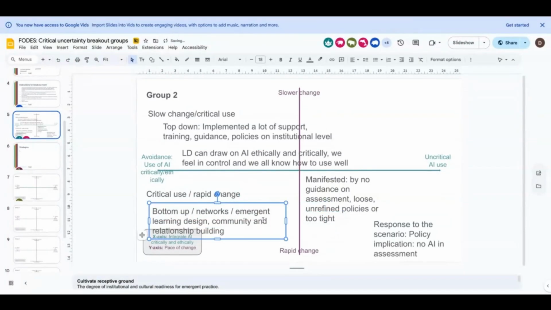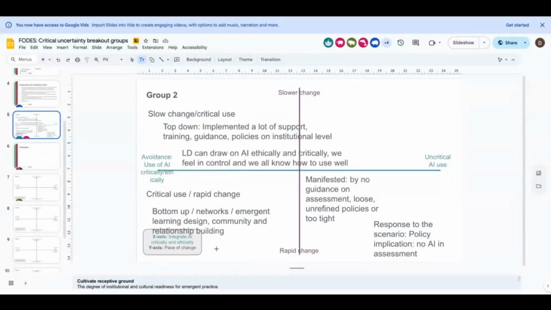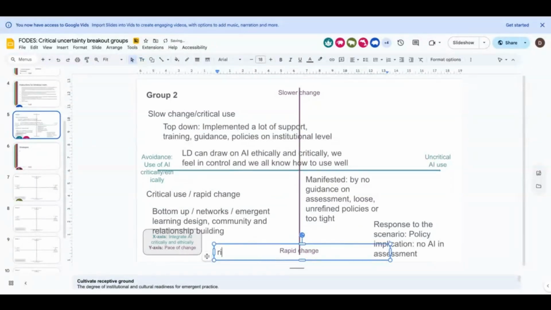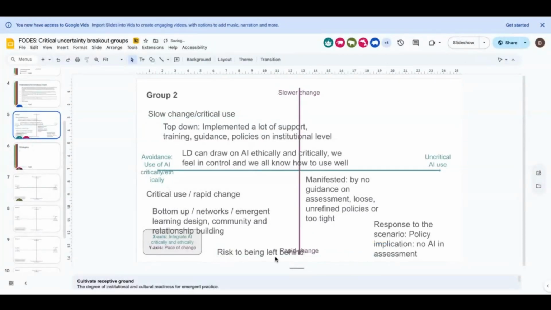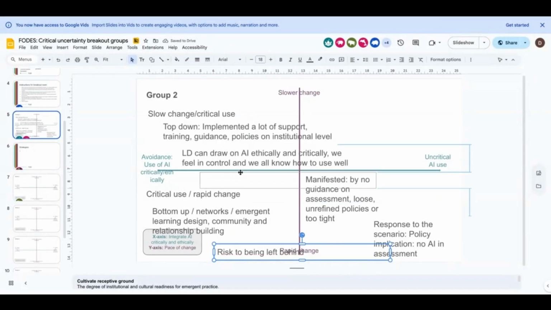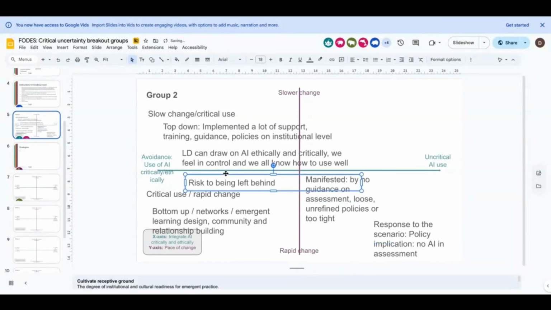Naz is saying we run the risk of being left behind in regard to new tech. Testing and using critically takes time. So how do we respond to that? Let's ask, what would you think? What would you ask? Well, how would you respond to this risk if it happens?